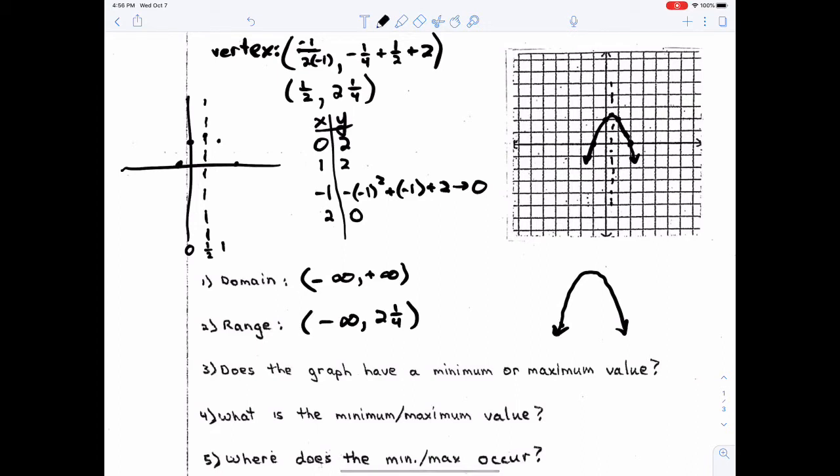No, it doesn't. So there's no minimum y value. Does it ever stop going up? Yes, it does. It stops going up right here. Okay?